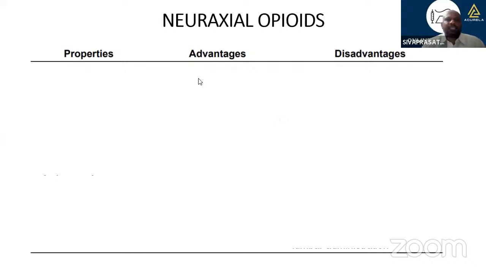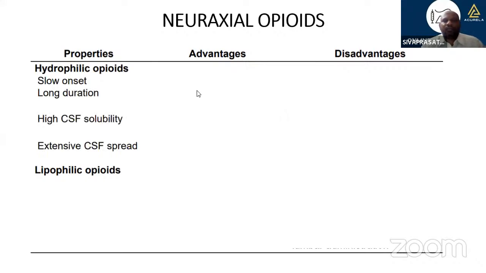They are classified into two distinct types: the hydrophilic opioids and the lipophilic opioids. The classic example of a hydrophilic opioid is morphine. It has a slow onset when you give it either in the spinal or in the epidural, but it has a long duration of effect and high CSF solubility. That is, it will not easily cross into the CNS. It will stay in the CSF and will produce extensive spread.